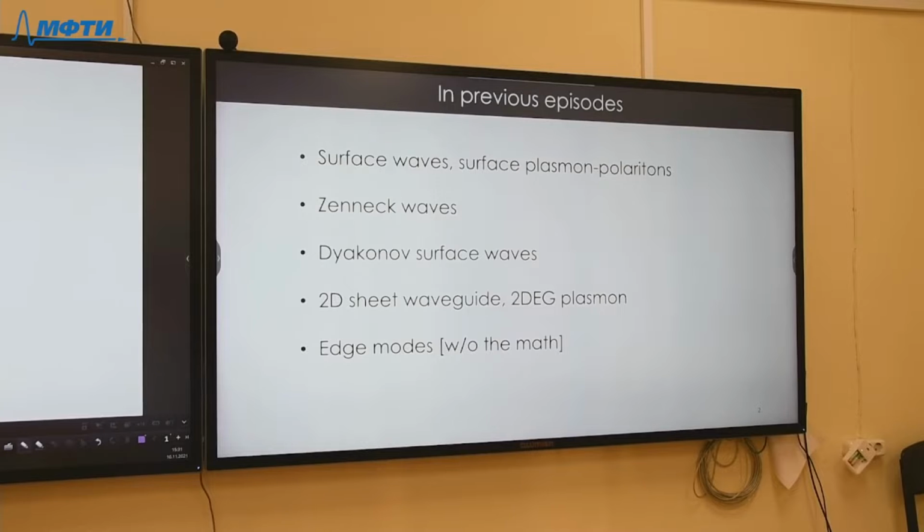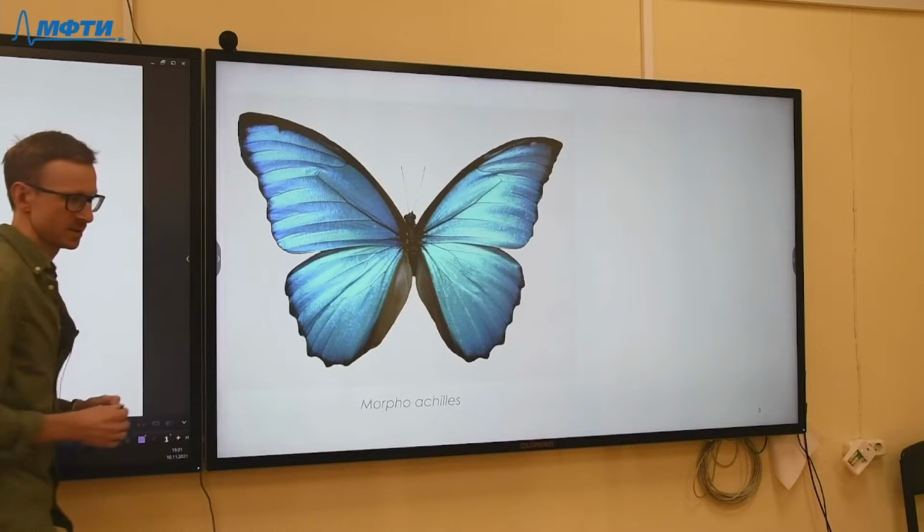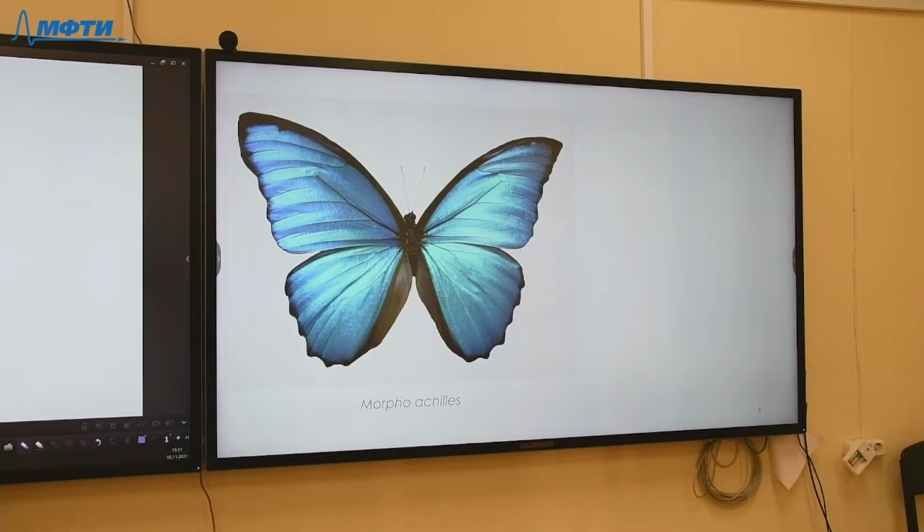So let's take a break today from waveguides and talk about butterflies. And I don't mean butterflies that we can see here in our region, but some tropical butterflies with these fancy, vivid colors with very bright wings. So take a few seconds and make a guess. Tell me, where do these colors of their wings come from? Just taking a random guess.